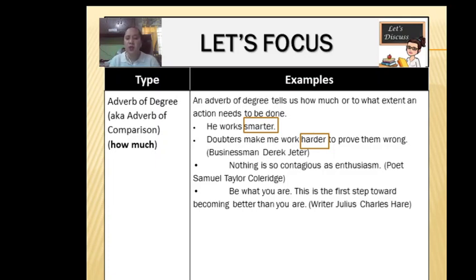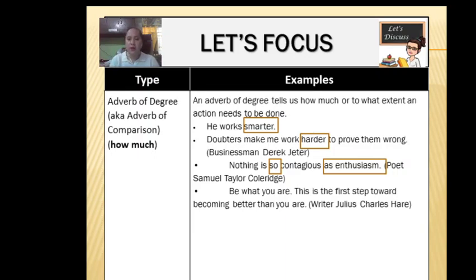Nothing is so contagious as enthusiasm. Hmm, this one is quite harder. If you say so and as enthusiasm, then you are right. These two words should go together, the words so and as, because they are what we call correlative conjunctions.